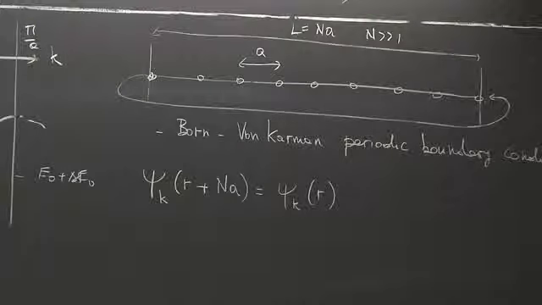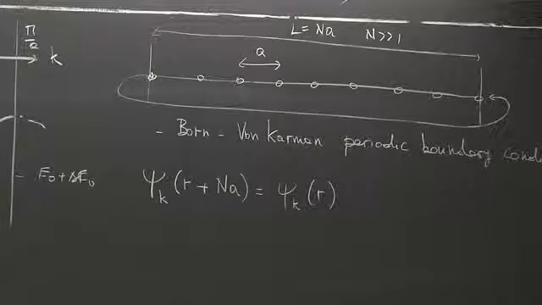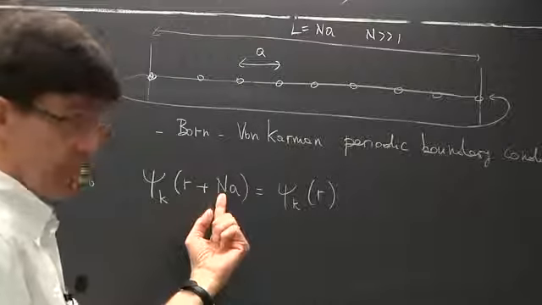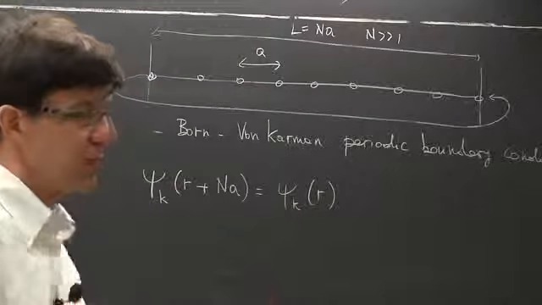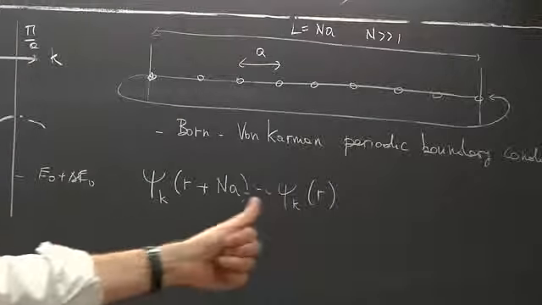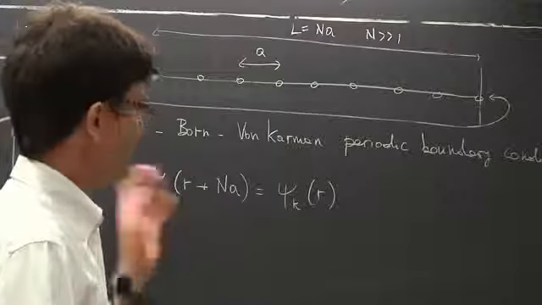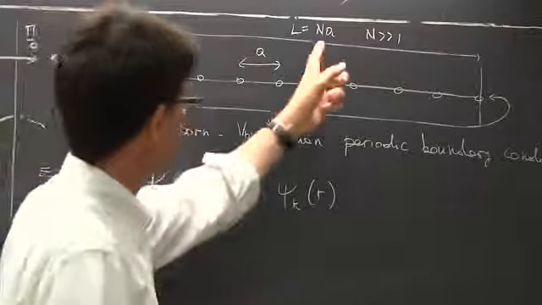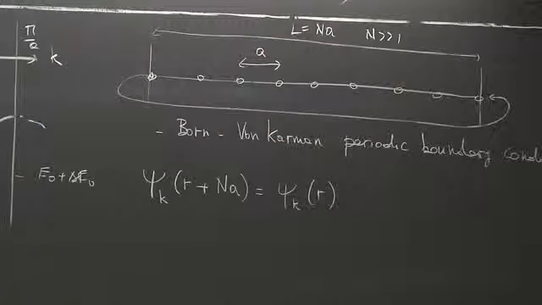Again, it's something artificial, something fictitious that we're just adding for the purpose of being able to count the states and the electrons. If we send N to infinity, this is totally irrelevant, because we are talking about an equality between wave functions at points located at infinite distances. So it's totally irrelevant for the physics of the problem. But if N is finite, it allows us to count states, because we are going to handle a finite number of atoms and a finite number of electrons.